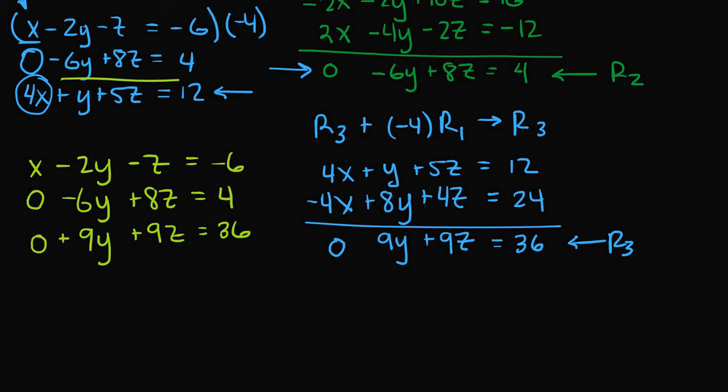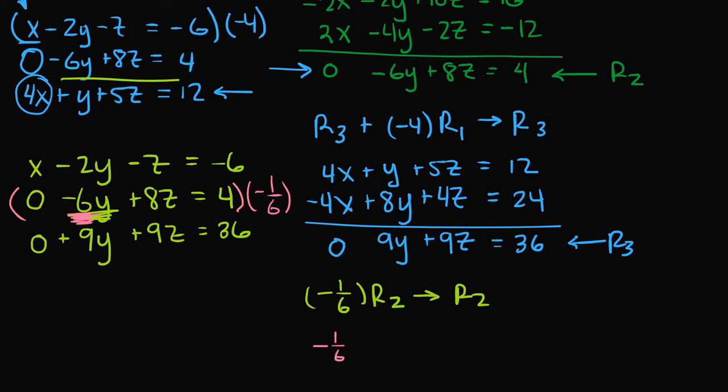So the next thing I want to do is I want to look at this term right here, and I want to try to get rid of this negative 6 here. If I took a negative 1/6 constant and I multiplied R2, which is equation 2, I'll get a new R2. So what I'm saying is, if we took equation 2 and we multiplied that equation by negative 1/6, then this negative 6 would cancel out, right?